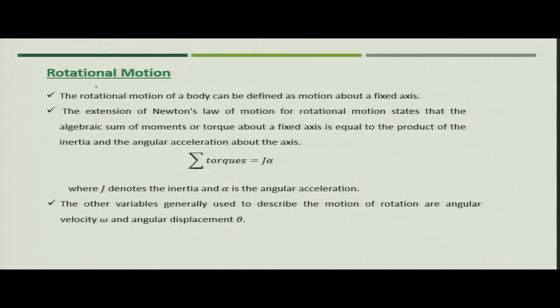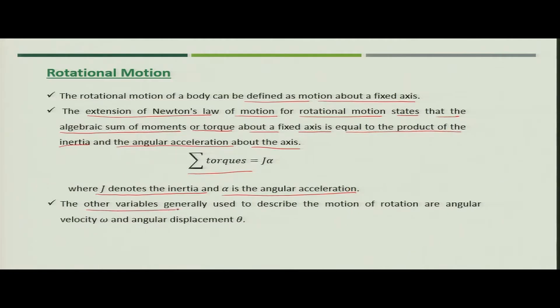The rotational motion of a body can be defined as motion about a fixed axis. The extension of Newton's law of motion for rotational motion states that the algebraic sum of moments or torques about a fixed axis is equal to the product of the inertia and the angular acceleration about the axis. So, the total sum of torques applied on a rotating body is equal to J into alpha, where J is the inertia of the body and alpha is the angular acceleration.